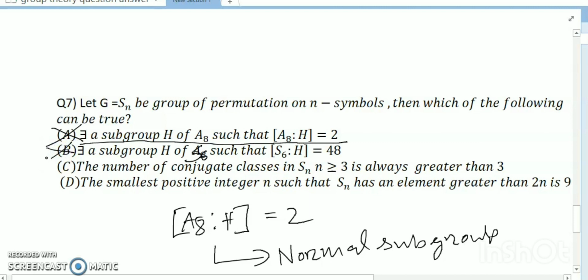There exists a subgroup. Okay, the number of conjugacy classes in S_n for n greater than or equal to 3 is always greater than 3. So this is possible, friends. Option C is correct. And for option D, we have to check that the smallest positive integer n such that S_n has an element of order greater than 2n is 9. In S9, we get 5 plus 4, so the LCM is 20. So this is possible, friends.